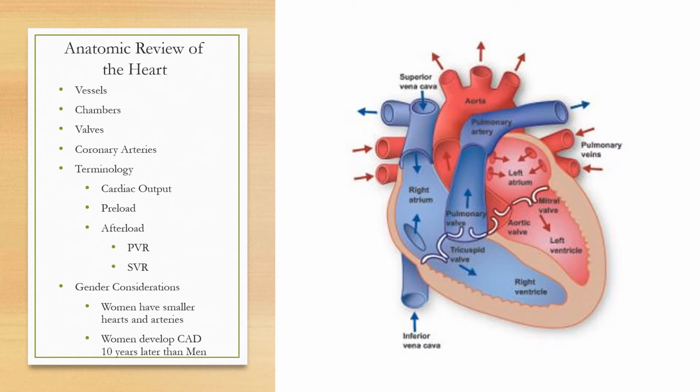Okay, so let's do a quick flow through the heart, and we're going to start on the venous side. So blood is going to come back from the inferior vena cava, so the lower part of your body, the superior vena cava, the upper part of your body, and flow into the right atrium. Okay, the right atrium is going to allow blood to flow into the right ventricle through the tricuspid valve. So that's a leaflet valve.